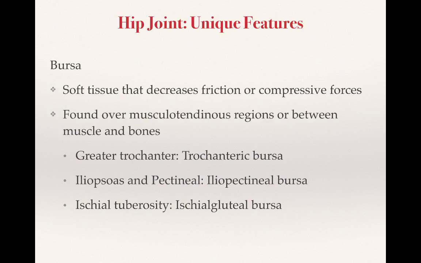We have the iliopsoas and the pectineal region. The iliopectineal bursa helps minimize friction and compressive forces here. And then finally the ischiogluteal bursa. We talked about the sit bone. It's a pretty prominent bony landmark, very easy to palpate. So the ischial tuberosity has a bursa that helps minimize the friction and compression forces between that and some of the muscles in the area.